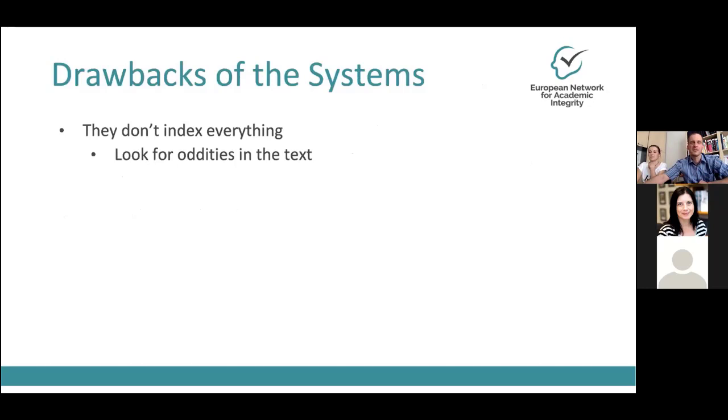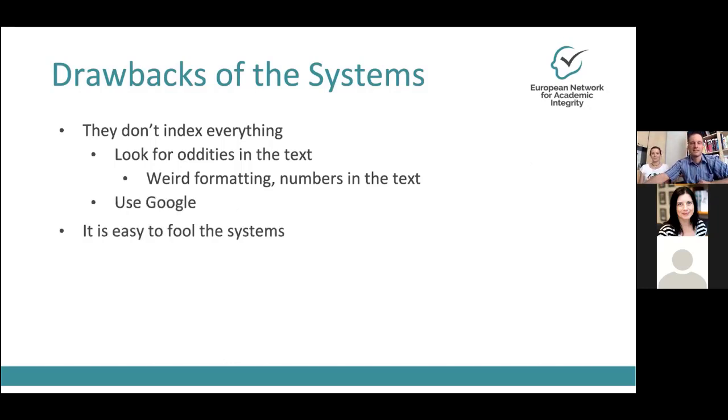The drawbacks of the systems are that they don't index everything. So we as teachers should always look for oddities in the text, identify parts which are different from the rest, like weird formatting, or numbers in the text which stay there when you copy and paste something from Wikipedia. There are footnotes and the numbers will still be there. Use Google: take a couple of random sentences, put them into Google, and if they are taken word for word from other sources, Google identifies them for you.